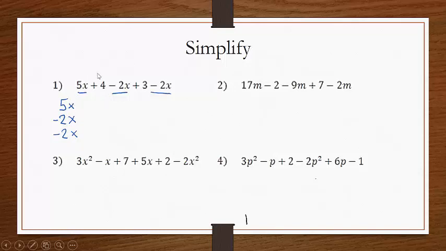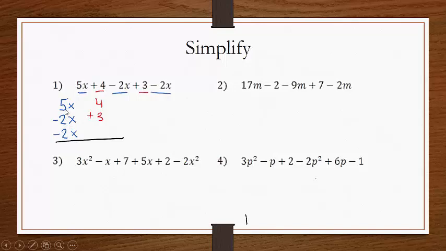Beautiful. All right. Now I'm going to underline my 4, and I want to see if there's anything else that has no letters at all. And it looks like 3 is kind of in the same boat. So these guys are like terms. So I'm going to stack 4 and positive 3. Sometimes I like to write plus just to remind myself that, yep, it was a positive 3. Right?